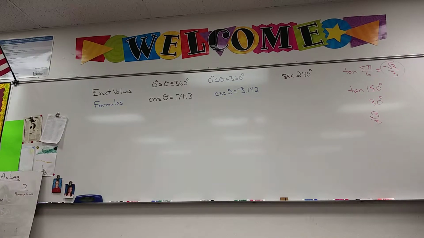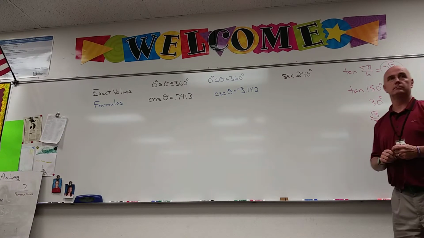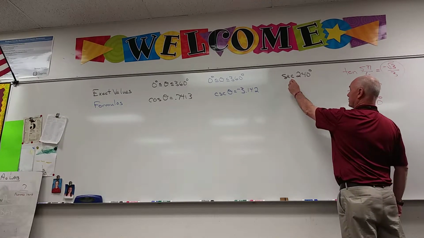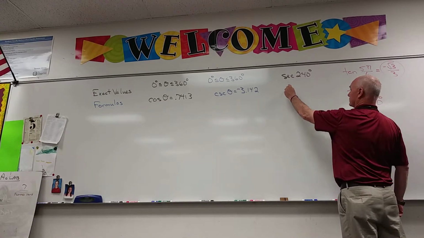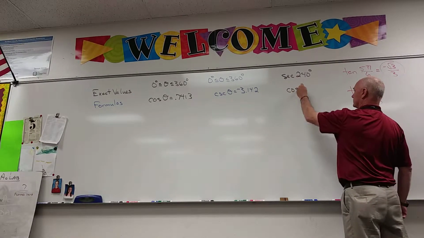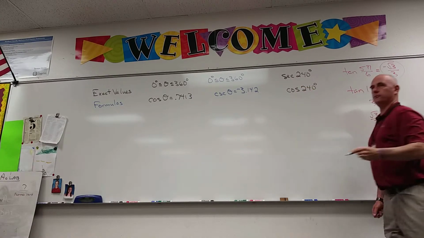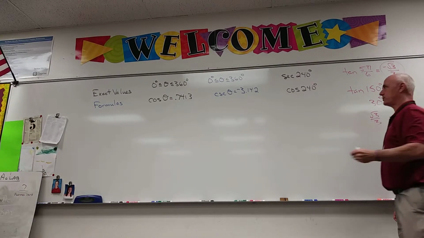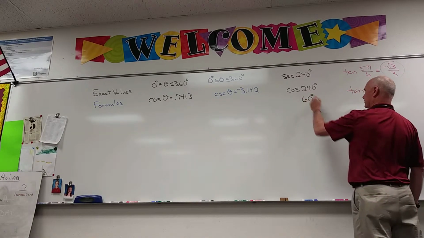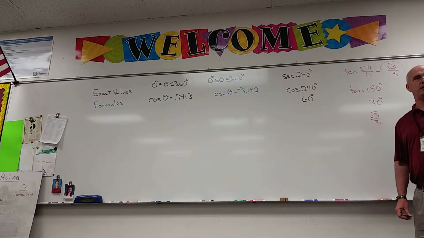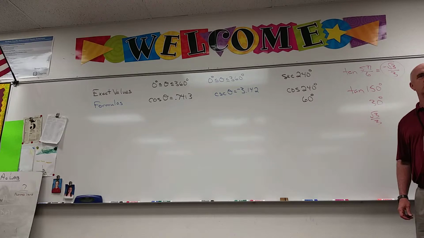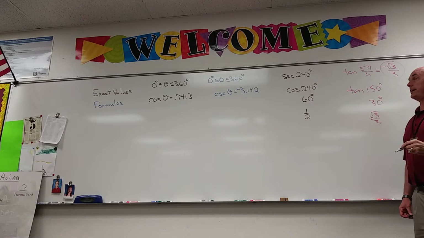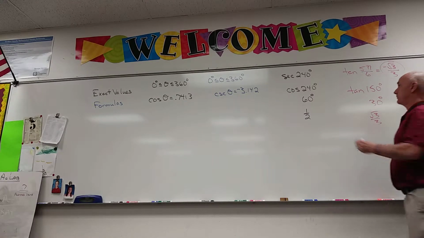All right, talk to me about secant of 240. The reference angle is 60. Oh, it's 1 over the cosine. Okay, so secant is the reciprocal of cosine. So we're thinking about the cosine of 240 degrees. To get the cosine of 240 degrees, we find the reference angle, which is 60 degrees. So now we're talking about the cosine of 60, which is 1/2. And then the reciprocal, to make it secant, gives us 2.